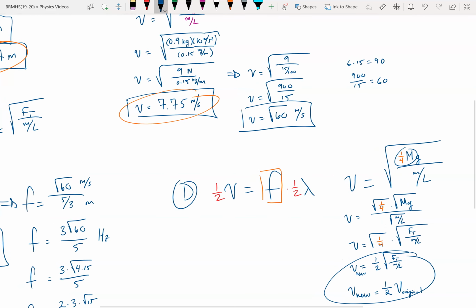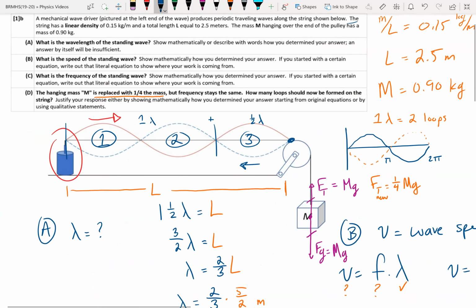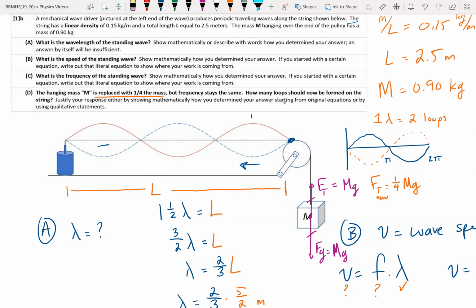So now you can go back to your picture and we can say, look, this was our original wavelength when we had 3 loops, like this. Our original wavelength was from here to here. That's the original lambda. If now we have half the wavelength, let's break that in half. That's right there. Now our wavelength is going to be from here to here when we have 1/4 of the mass hanging off the edge of the string, 1/4 of the tension, half the wave speed, and therefore half the wavelength. So here's our new lambda. It's going to be right there.